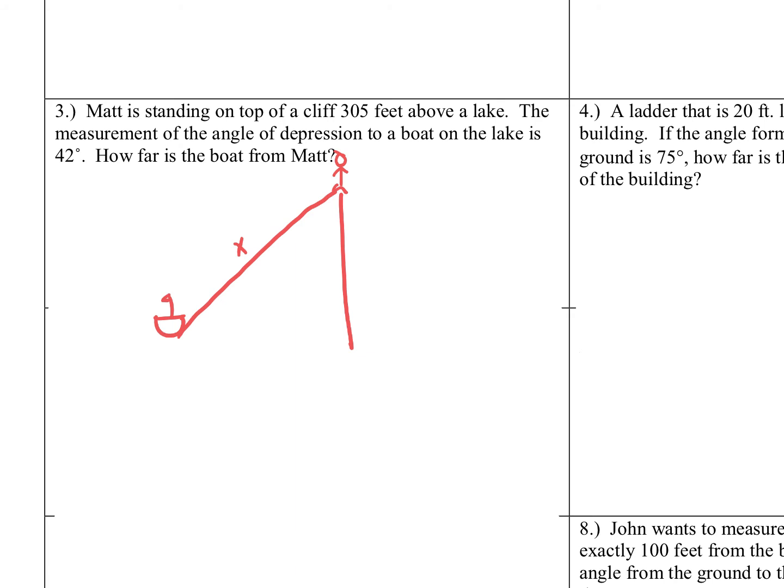And it says the angle of depression. So the measurement of the angle of depression to a boat on the lake. So from Matt here, the horizontal line down is 42 degrees. So angle of depression is from the horizontal line down, and it's outside your triangle. So here's our triangle. Do I have an angle inside my triangle that I know of? What is it? 48. The one up top here is 48, because these two are going to add up to 90. And then my height of the cliff was 305.